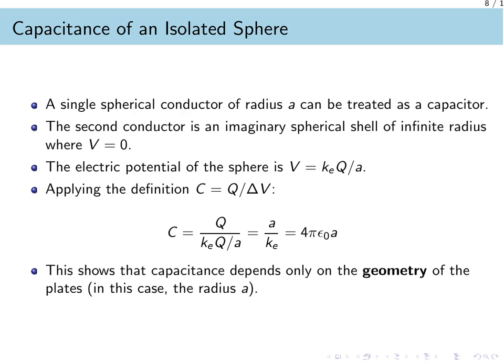By applying our definition, C equals Q divided by the potential difference, we find that the charge Q cancels out. This leaves us with the formula C equals a divided by k sub e, or 4 pi epsilon naught times the radius, a. This derivation highlights a crucial point. Capacitance is determined strictly by the geometry of the conductor, in this case its radius, rather than the amount of charge it currently holds.